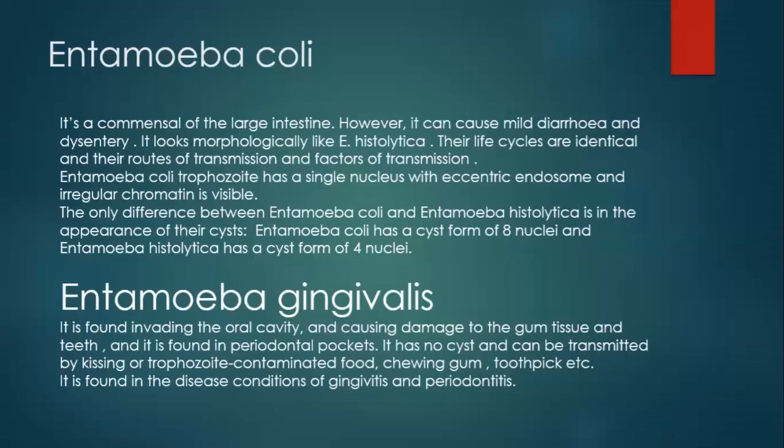All right, that's the major difference between the two, really. Then we have Entamoeba gingivalis. This one, from the name, as we've understood, is found in your oral cavity. It causes damage to the gum tissue, causes periodontitis, dental caries, and it can cause gingivitis also. And it has no cyst form.